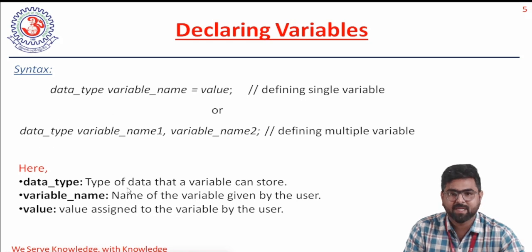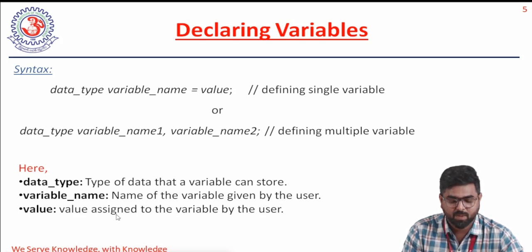So here I have given the detailed description. The data type specifies what type of data a variable can store, the variable name is given by the user, and the value is the particular value which we are going to assign to the variable.